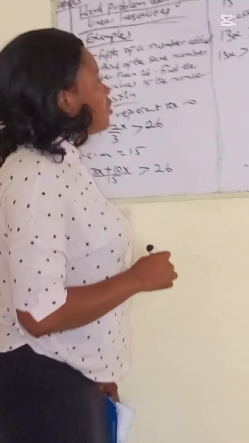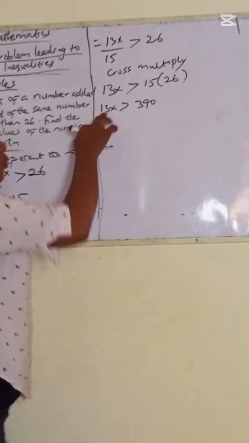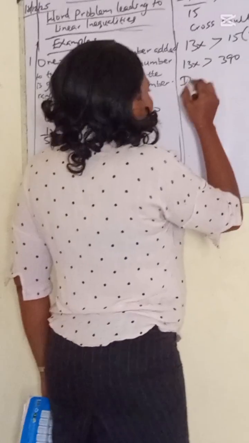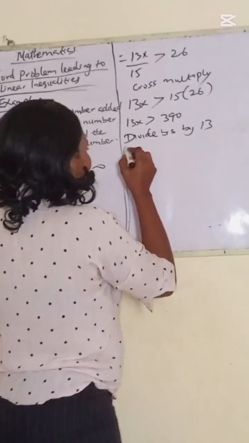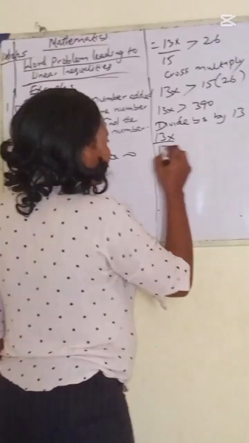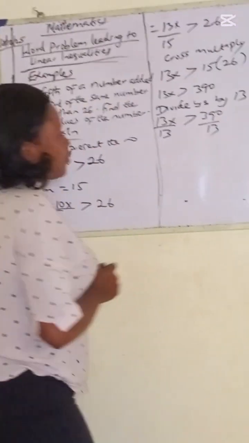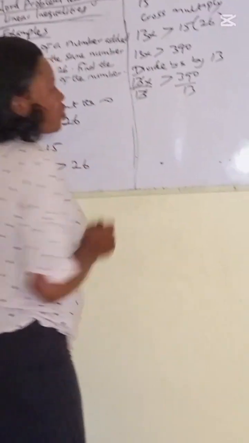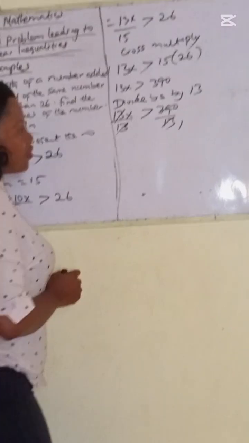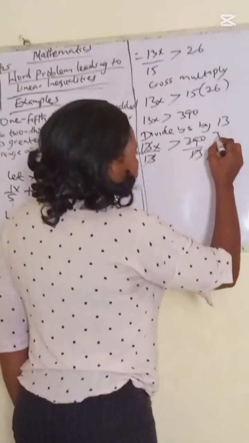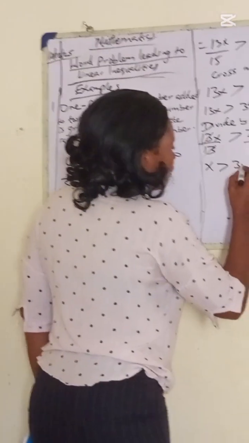When you get to this stage, the next thing you have to do is to divide both sides by 13 so that we can get the value for x. I'm going to say divide both sides by 13. So I have what? 13x all over 13 is greater than 390 all over 13. Then you cancel. 13 will cancel 13. 13 here 1. 13 into 390 will give us what? 30. So we have this as x is greater than 30.